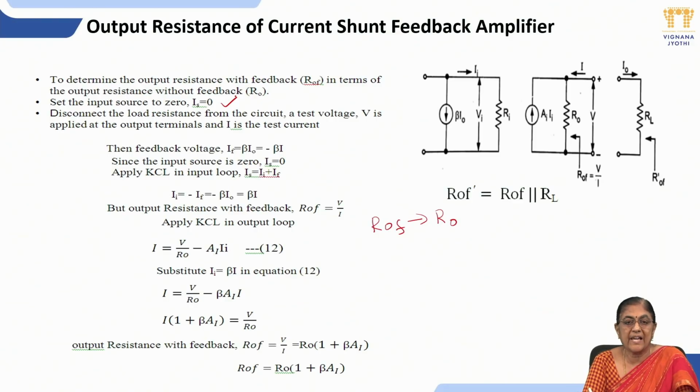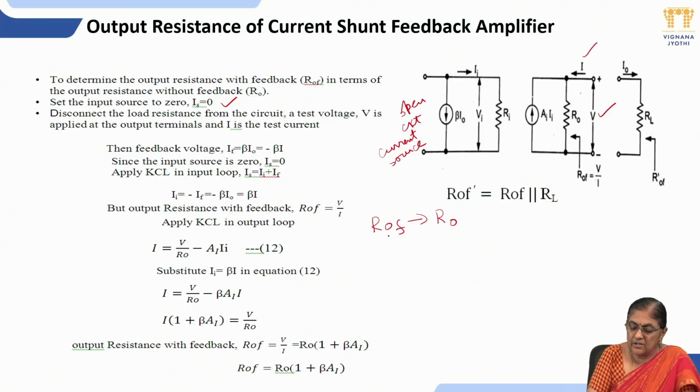What is the meaning of current source IS equal to 0? Open circuit the input terminals, by open circuit the current source terminals. By open circuit the current source terminals, the input circuit has been modified like this. And disconnect the load resistance from the circuit and apply test voltage V between the output terminals and I is the test current.